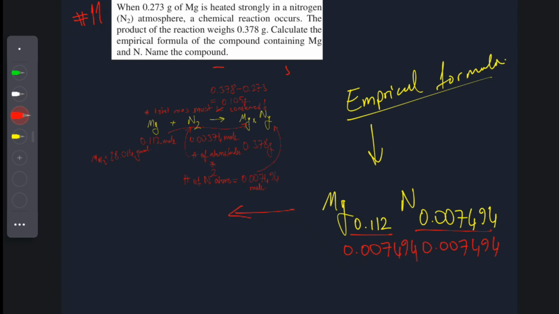If you make the calculation, it will become magnesium 1.5, nitrogen 1, and so there is a 3:2 ratio, or we can multiply both sides by the smallest integer, and the empirical formula becomes magnesium 3, again I made a mistake, nitrogen 2. This is the answer of this question.